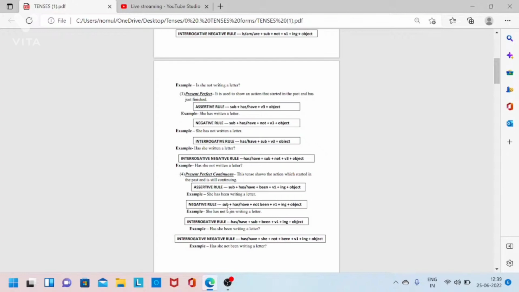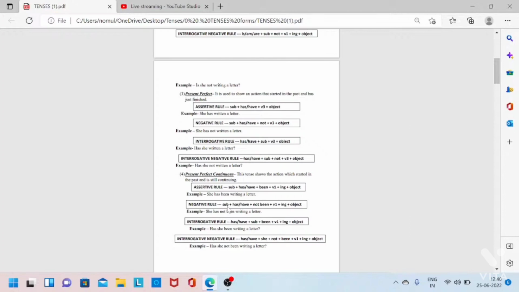For this, the assertive rule is subject plus has or have plus been plus v1 plus ing plus object. Listen carefully, the present perfect continuous assertive rule is subject plus has or have plus been plus v1 plus ing formation plus object. Example, she has been writing a letter. Write plus ing formation, right, writing.